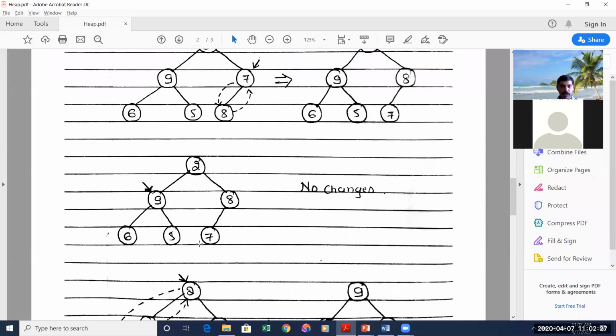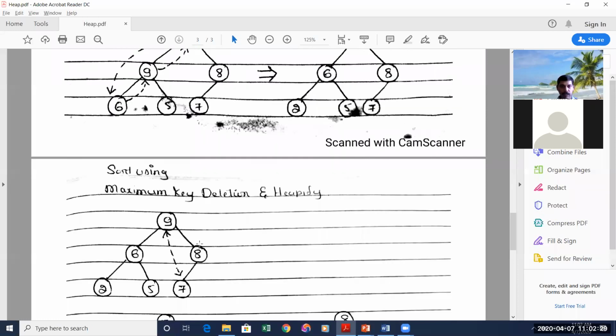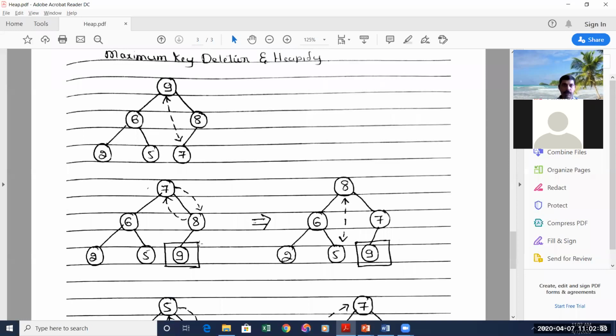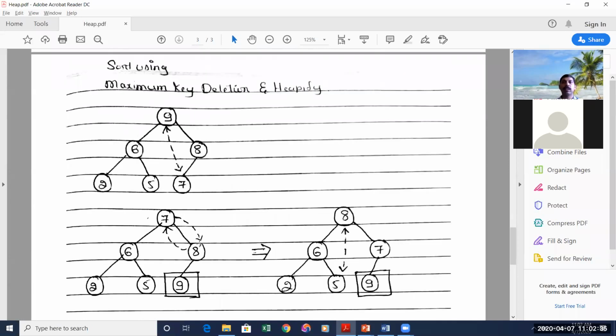Now the next step, the second stage. The second stage is maximum key deletion. This is where the sorting happens. Sort using maximum key deletion. So what does the maximum key deletion step tell? You have to exchange the root node with the last leaf node. Now 9 is in the root position, 7 is in the leaf position. You are exchanging 9 with 7. So that I am writing in the next step.